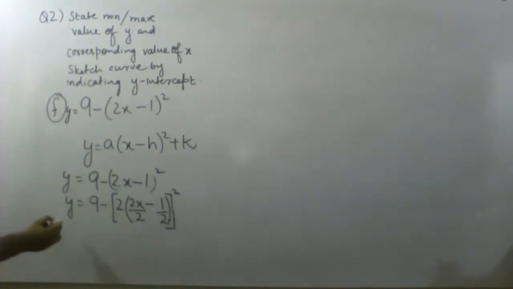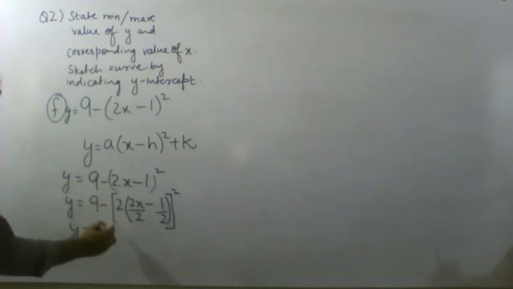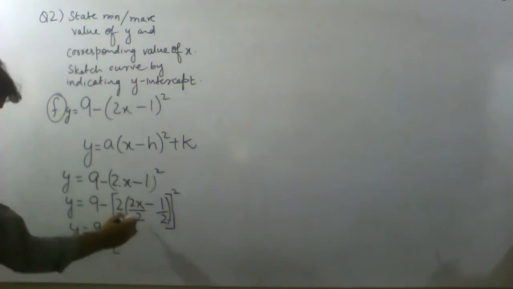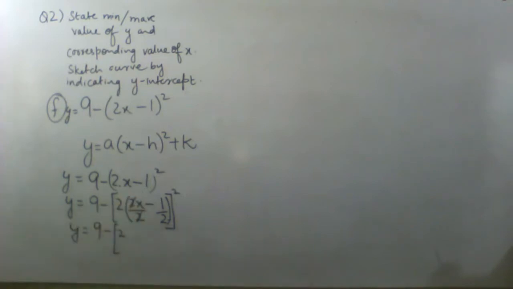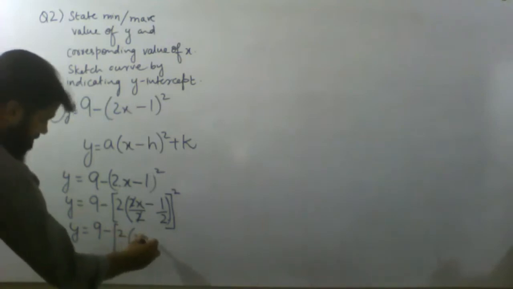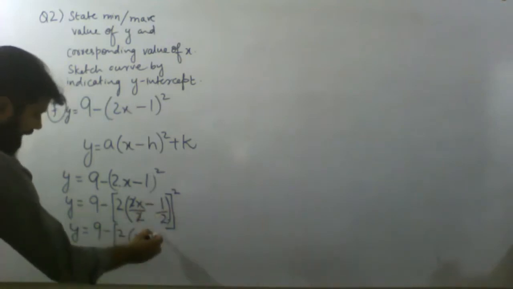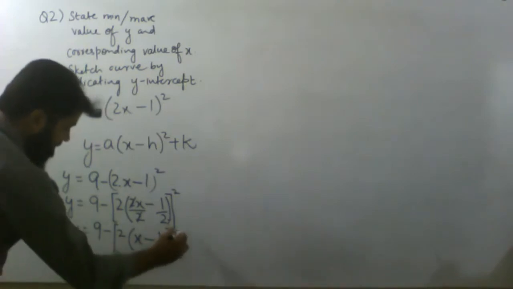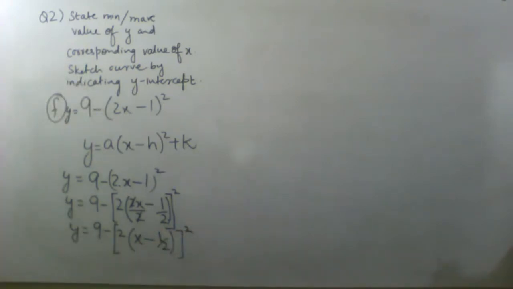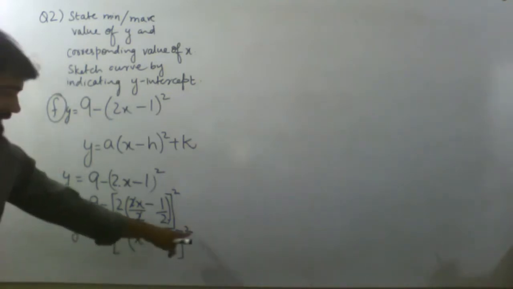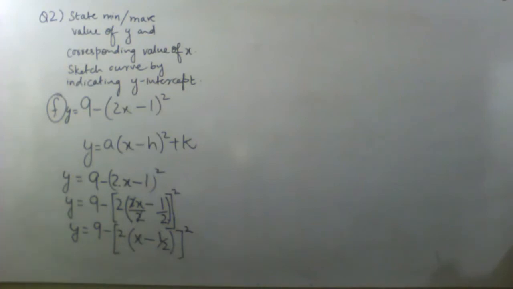After this, y equals 9 minus large bracket 2. This 2 and this 2 will be cancelled. x minus 1 upon 2 can't be cancelled, so I am keeping it 1 upon 2 whole square. 2 is being multiplied by this bracket and there is a whole square. Now what will I do?